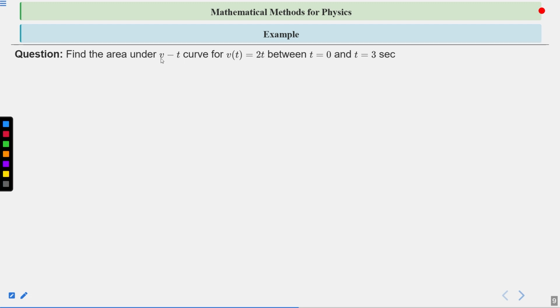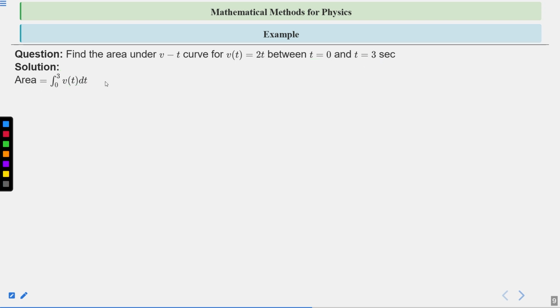Find the area under the v-t curve. V is the velocity and t is time. For v of t equal to 2t between t equal to 0 and t equal to 3 seconds. Here in this question the time interval is given, and we have to find the area under the v-t curve. Solution. Please solve with me. Area is equal to the integration of v of t dt, and the initial limit is 0 and the final limit is 3 according to the question.